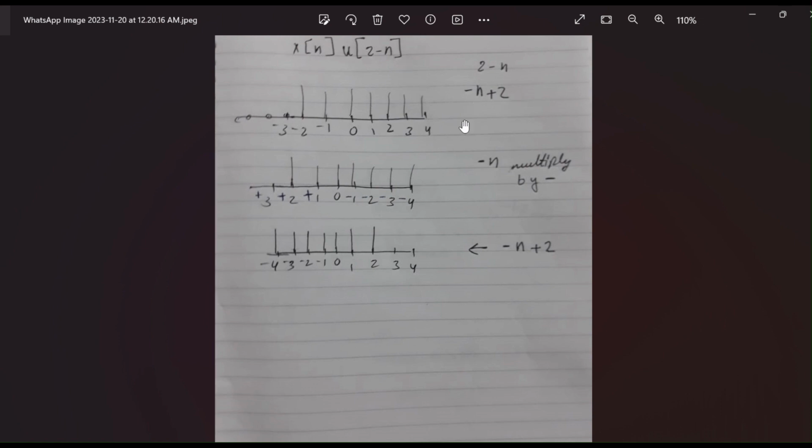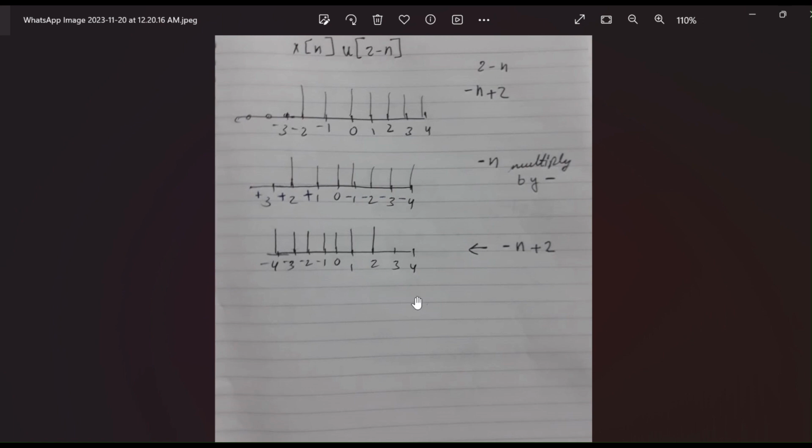Then what about negative n? Negative n is like a mirror. So we multiply the x-axis by the negative. So it will be 3, 2, 1, 0, negative 1, negative 2, negative 3, negative 4. So we moved like this, all the negatives, starting from the positive 2. Let's write it in a proper form: 2, 1, 0, negative 1, negative 2, negative 3. And this is the negative n plus 2.